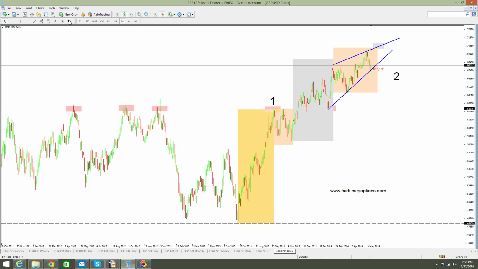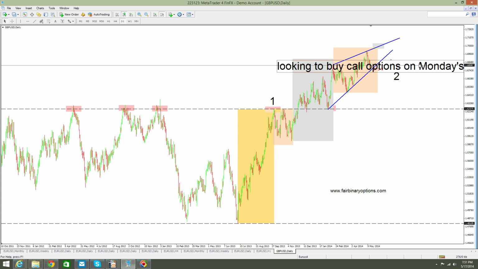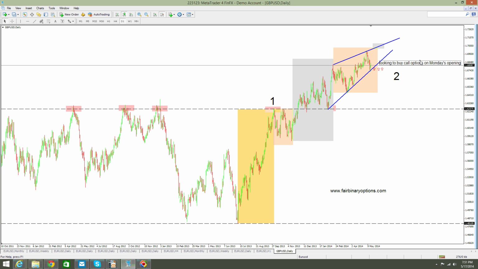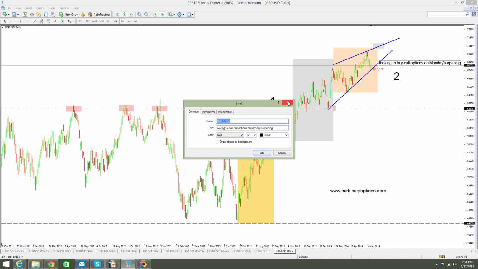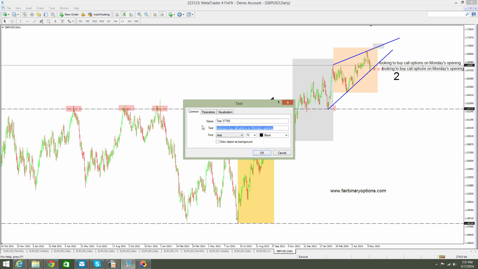Let's write on the screen the outcome here. So buying or looking to buy call options on Monday's opening, with end of week expiration date.